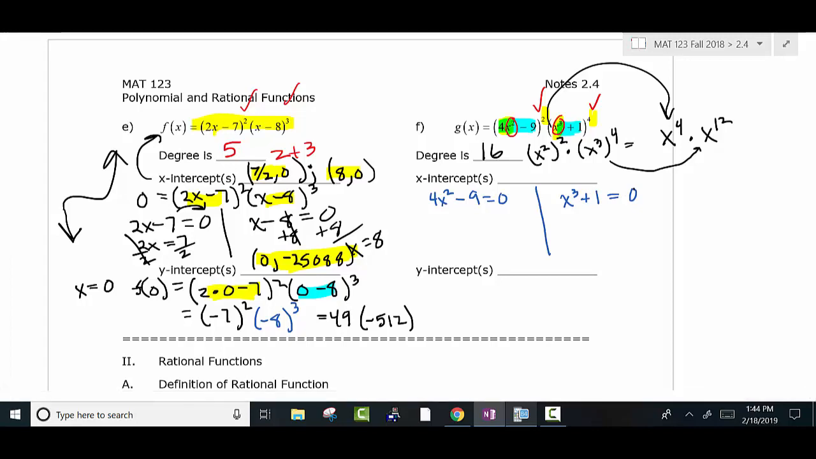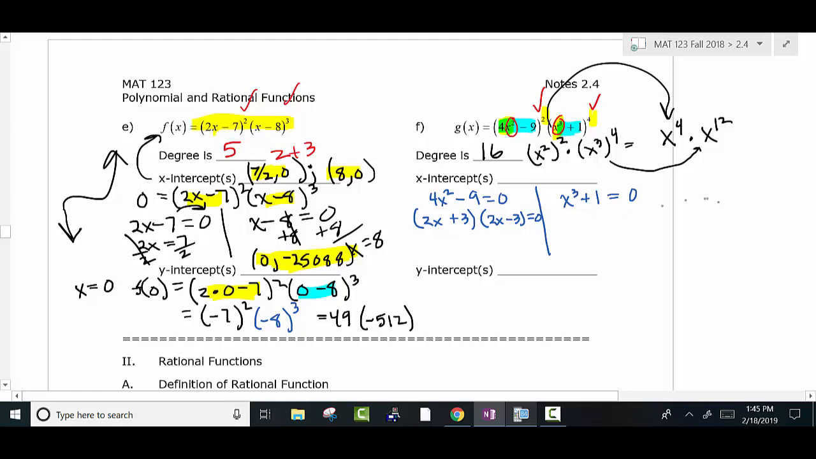All right, does the first one factor, 4x squared minus 9? Yeah, how does it factor? 2x, then what? 3, signs? Plus minus. That's the difference of two squares. So this goes like this. We have 2x plus 3, and we have 2x minus 3. So that's how you'd solve that. That's one way to solve that.